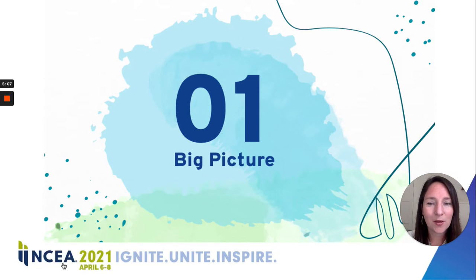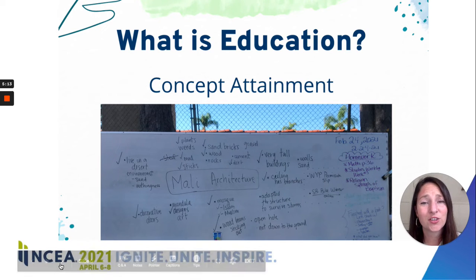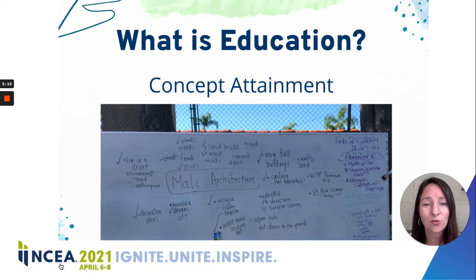All right, so big picture. This is where we start with those big questions, and it feels big because it is a big question. One way I really like to do this is through a concept attainment. So this is a concept attainment example from my class a couple weeks ago. You can see we're in person and outside, so we're really lucky in that respect. But we were studying Mali architecture, looking at specifically Mali in Western Africa, and how they are building their buildings.